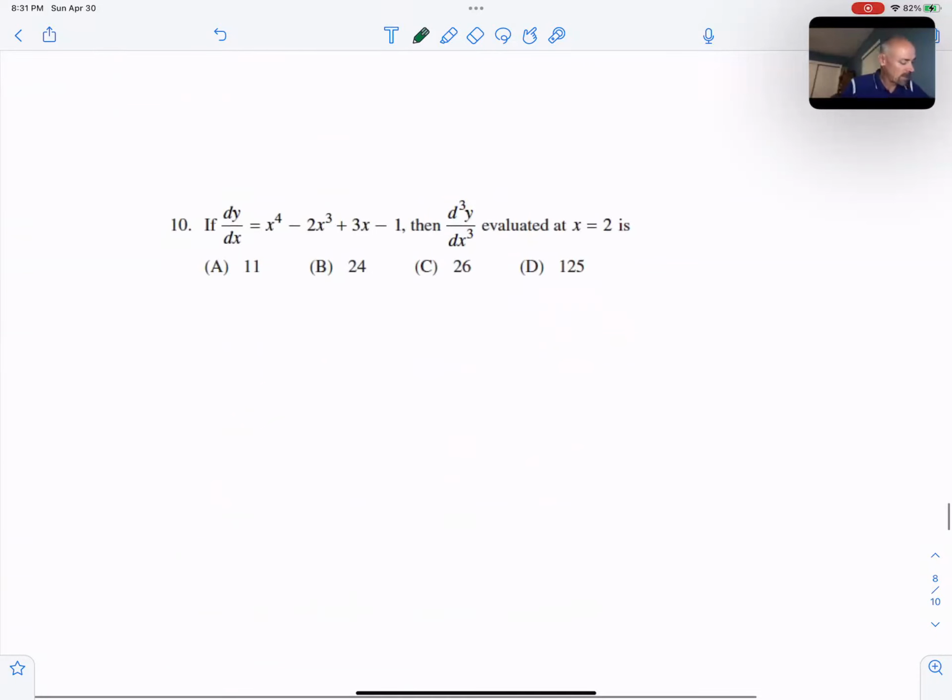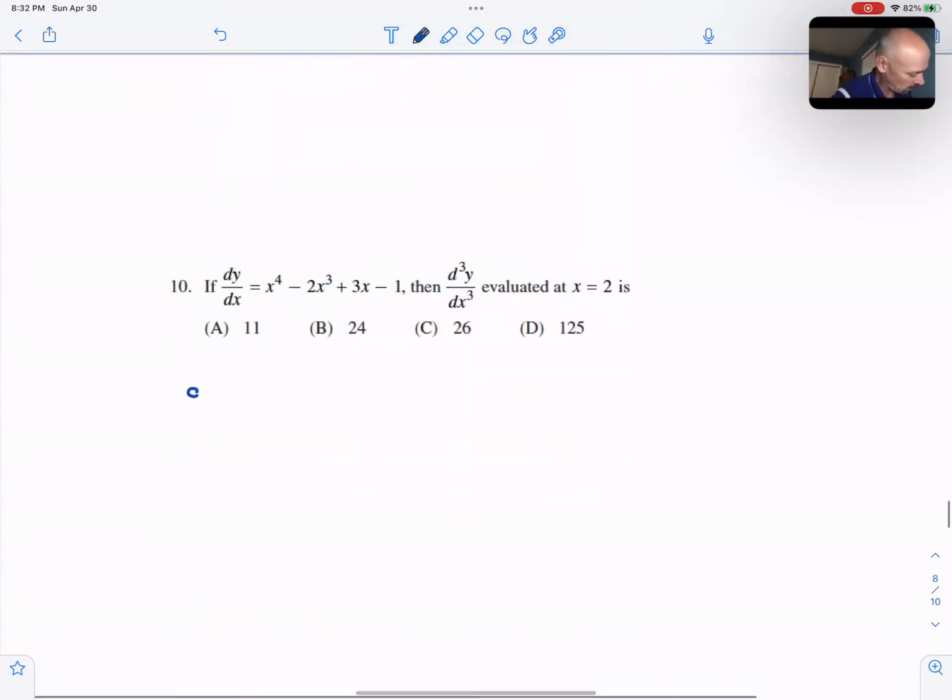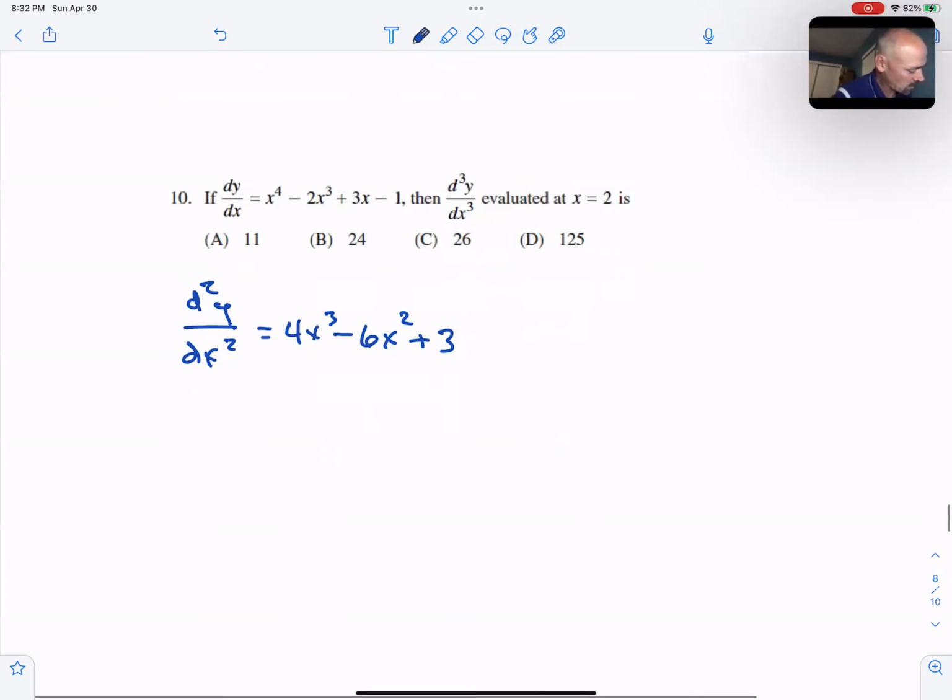Moving on. So if dy dx is equal to that, then d3y over dx cubed evaluated at x equals 2 is, well, we just have to find the second derivative given the first, and then we want to get to the third. So d2y over dx2 is equal to 4x to the third, power rule. We could do that all day long. 6x squared plus 3, and then once more through the ringer.